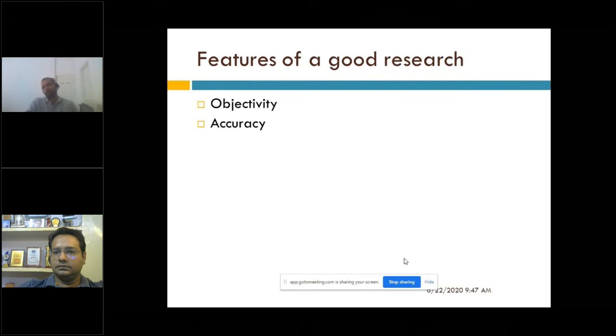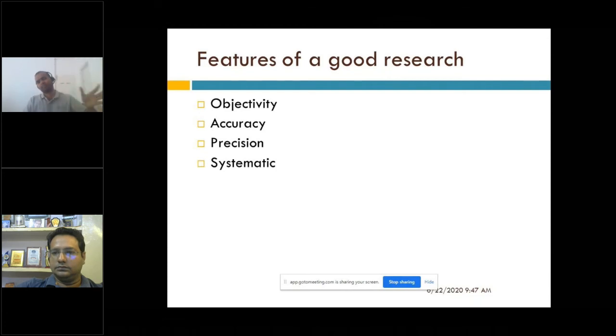Accuracy. Research must be accurate. If it is not accurate, it can lead to so many problems. Precision. Precision means that whatever we are going to study, that thing we have to study. We should not broaden our area.